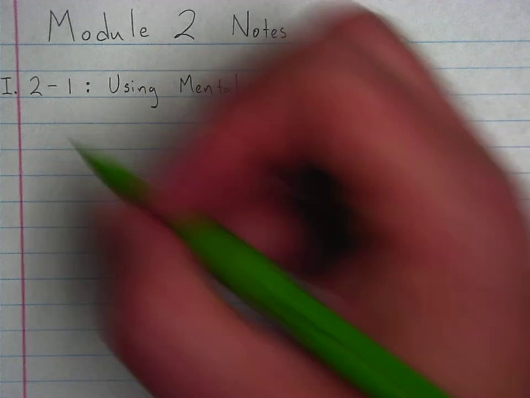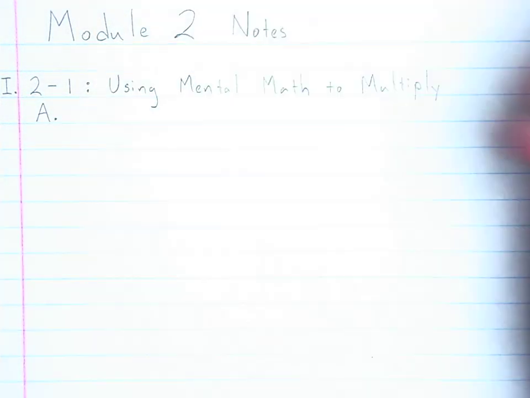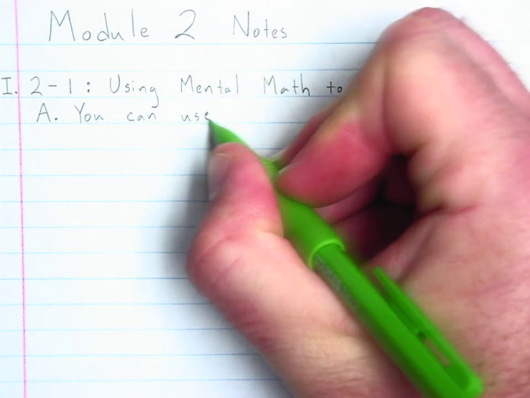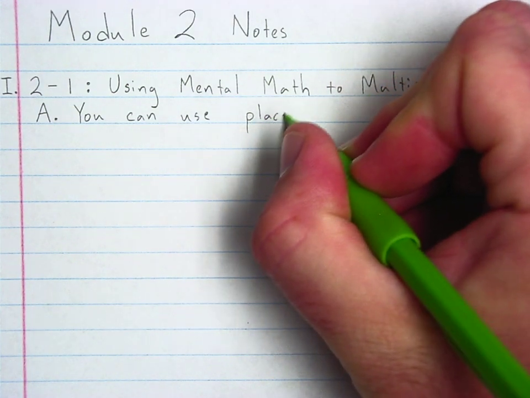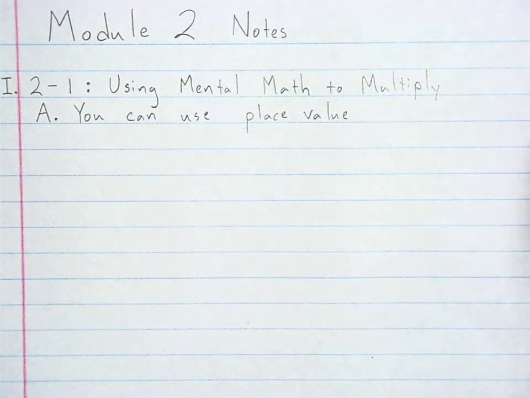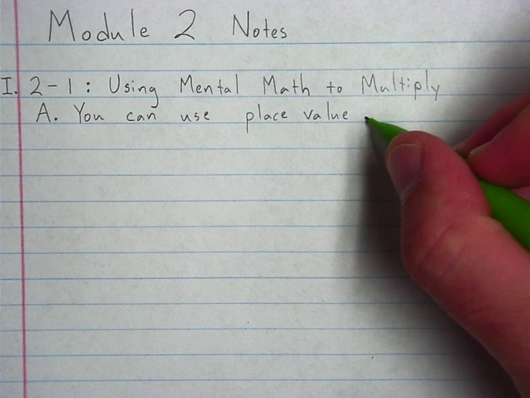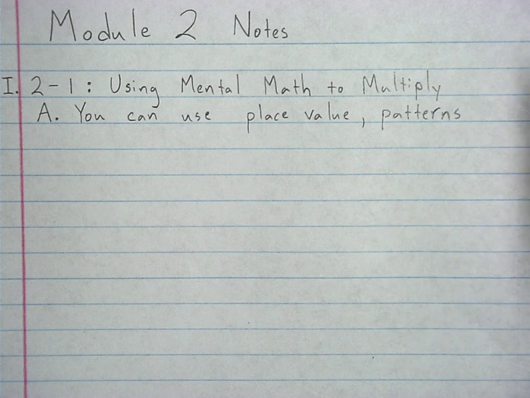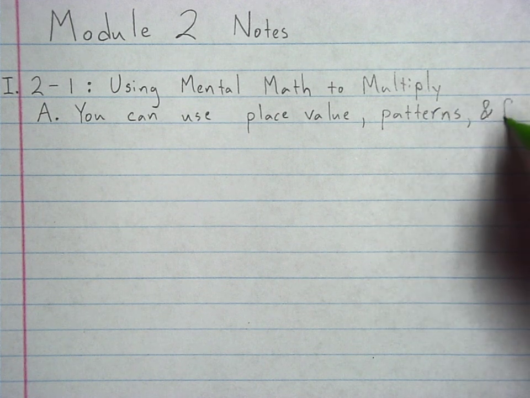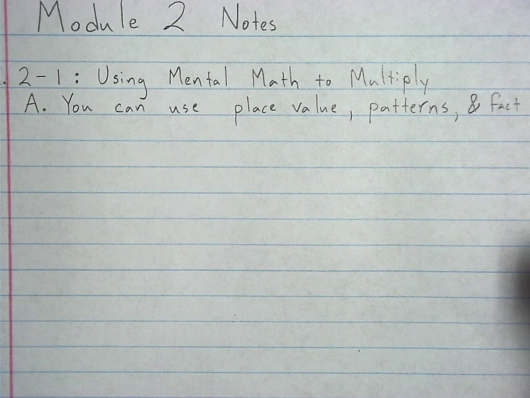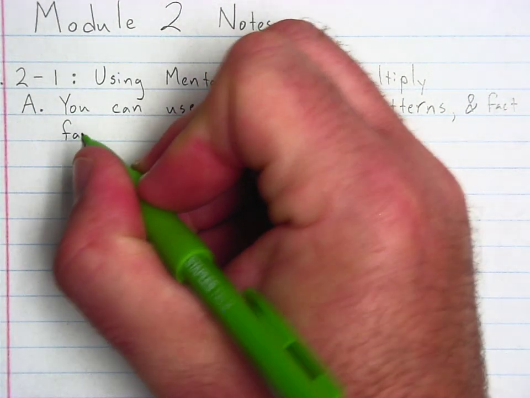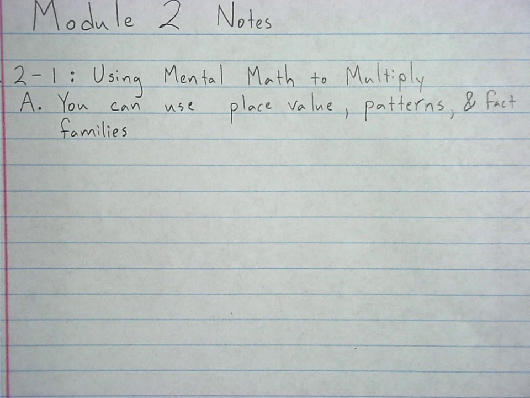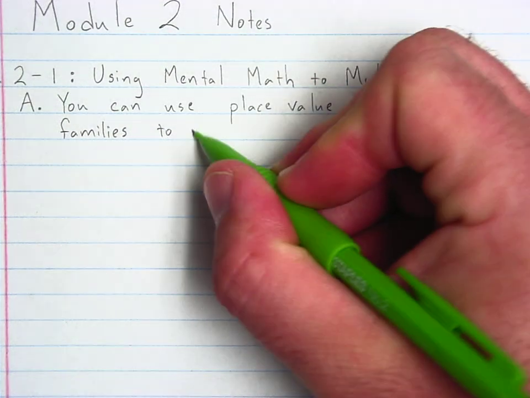Let that thing focus a little bit. There we go. The big idea that I want you to hang on to is this. You can use place value, that's why I was prattling on about that earlier. You can use place value, patterns, and fact families to multiply mentally.